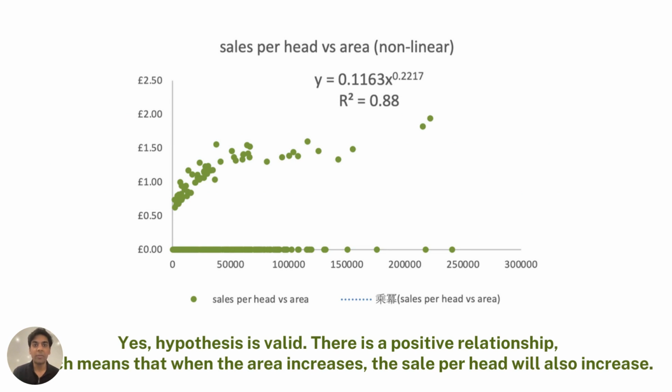Yes, there is evidence to support the hypothesis. If we look at the graph, we can clearly see that there is an upward sloping scatter graph, which indicates that as the area increases, the sales per head will also increase. Sales per head are calculated by dividing the total sales of a particular district by the elderly population of that particular district.